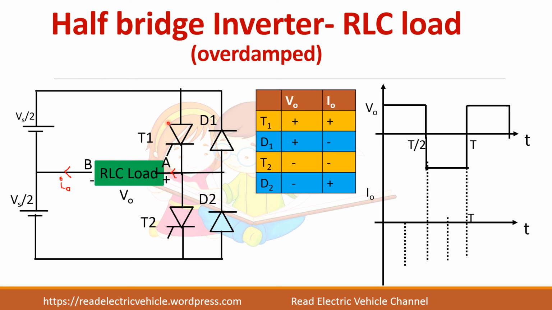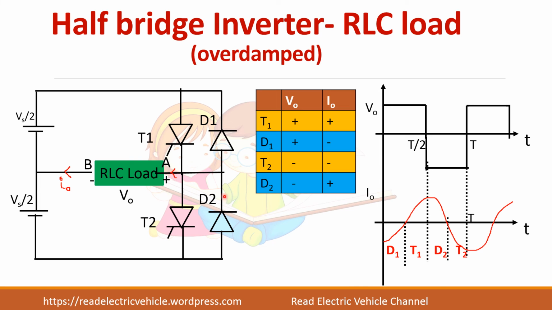So this is similar to the L load or RL load case, where when T1 is conducting, the current flows from A to B. Suppose T1 is turned off, the current has to keep flowing in the same direction. It cannot change its direction immediately. So it continues to carry the current through the diode D2. So after T1 is turned off, D2 carries the current.